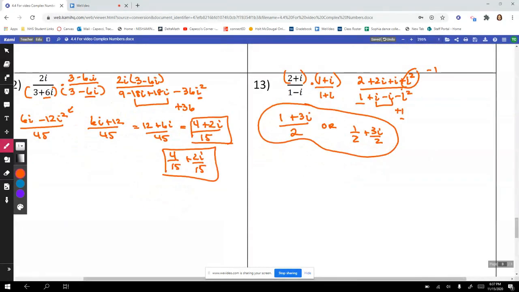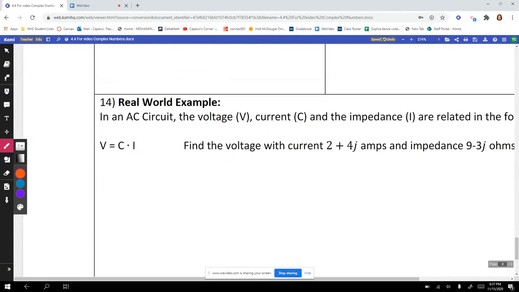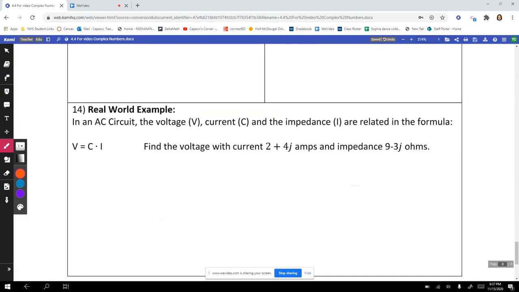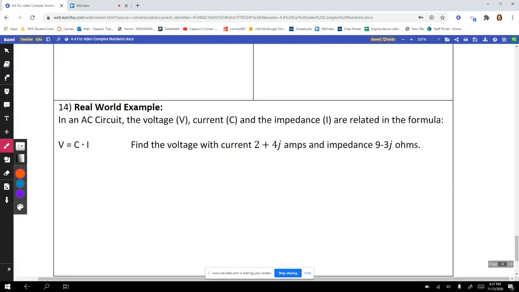All right, for the last problem today, let's take a look at a real world example. So in an AC circuit, the voltage, which is V, current, which is C, and impedance, which is I, are related in the formula. V is equal to C times I. So find the voltage. So we're solving for V. When we have the current is 2 plus 4j, and then we have 9 minus 3j ohms. Okay, so let's see what we have. So I have V is equal to C is 2 plus 4j times I stands for 9 minus 3j. And now we're going to use FOIL.